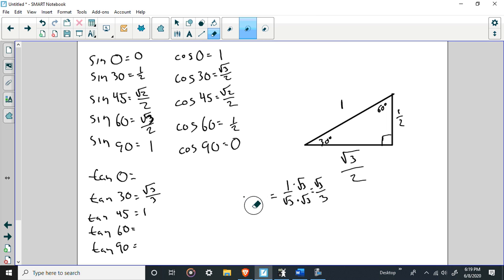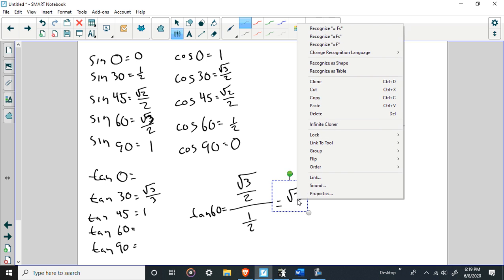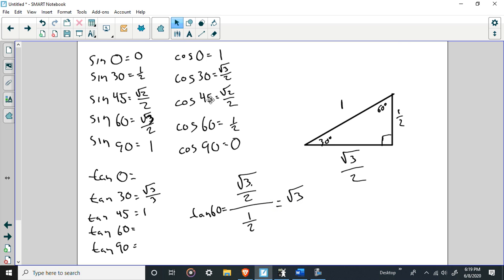Tangent of 60 is going to be the opposite of that, right? What's it going to be? Tangent of 60 is going to be what? Square root of 3 over 2. Did I do this wrong? Opposite over 2. Okay. And the tangent is going to be opposite over adjacent. So we're going to have the square root of 3 over 2 over 1/2. Right? Again, opposite over adjacent, which would just be the square root of 3. Okay. Again, the 2's cancel, and you're just left with the square root of 3.